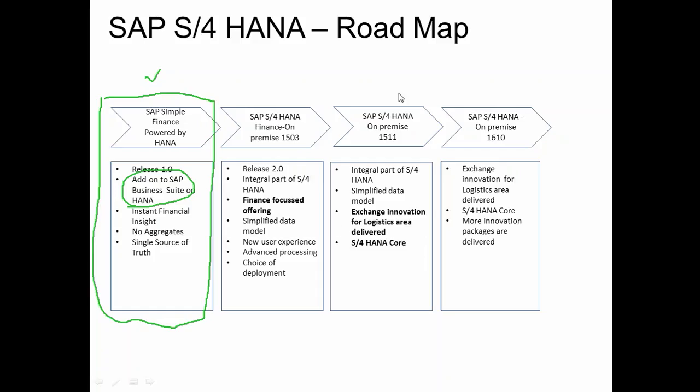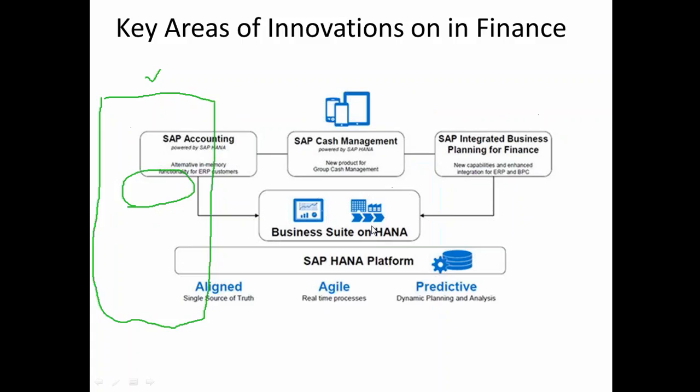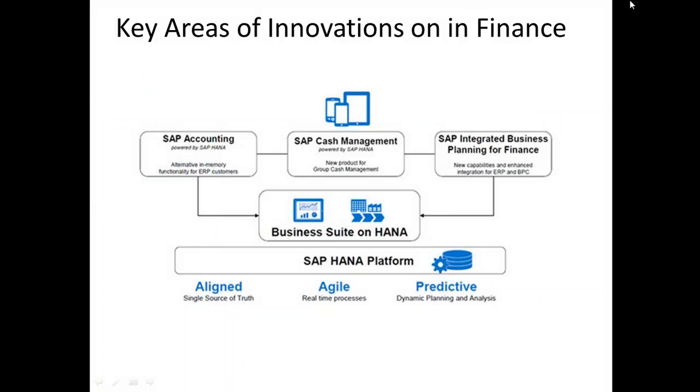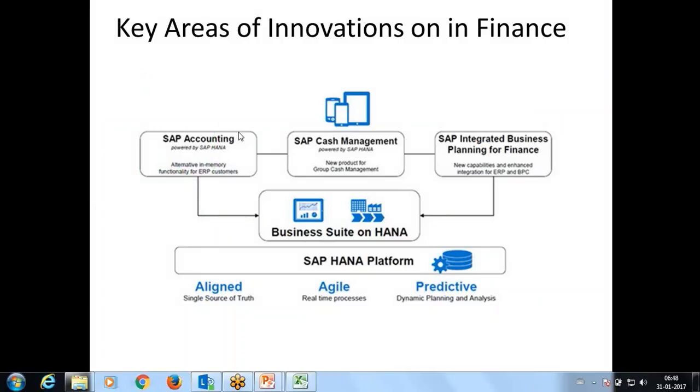And the next, the current latest in the market, is the 1610 on-premise edition. And in this particular edition, many Fiori apps and many simplifications are being delivered as a part of innovation. So these are all the key areas of innovation in SAP S/4HANA. So we have SAP accounting, we have SAP cash management.